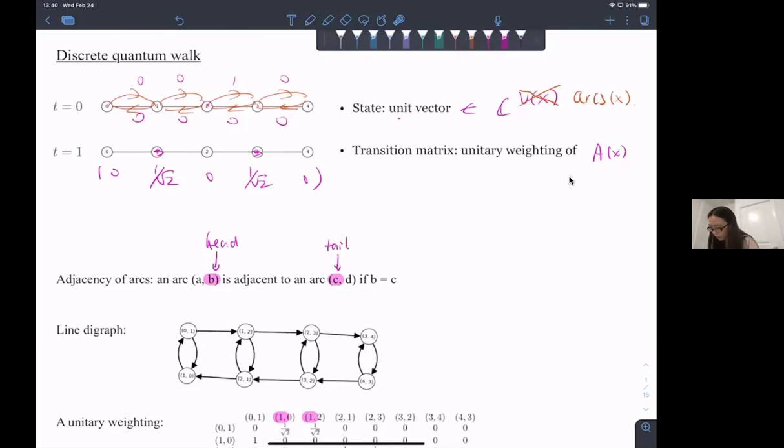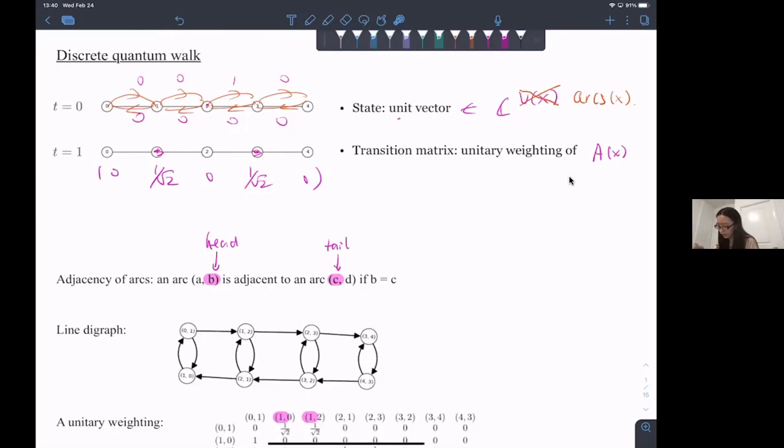So for example, (0,1) is adjacent to (1,2). However, this is not a symmetric relation because in general, the head of the second arc is not equal to the tail of the first arc. So that's different from the adjacency of the vertices.